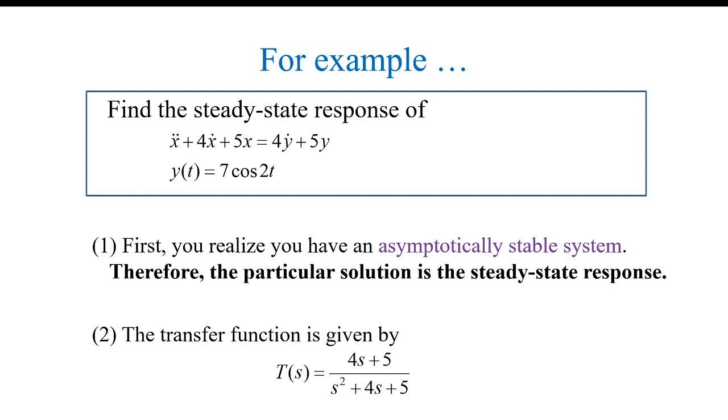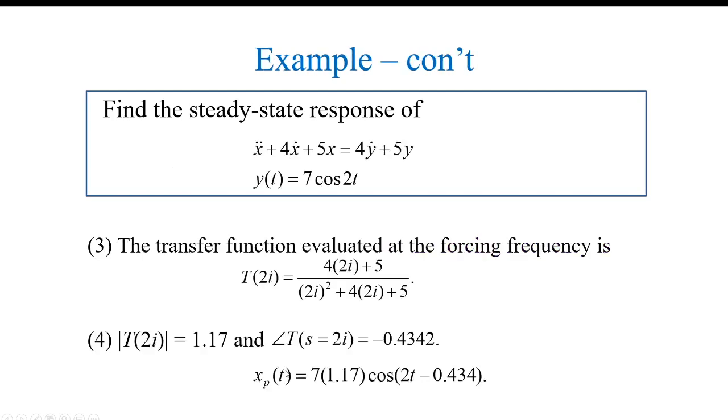So first you realize that this is an asymptotically stable system. That means you have damping, and therefore your free response, or the homogeneous solution, will go to 0. So what's remaining, the particular solution that's sinusoidal, is the steady state response. The transfer function for this system is given by 4s plus 5 divided by s squared plus 4s plus 5. Where did I get that from? The top is the right hand side, and the denominator is the Laplace transform of the left hand side, where T of s is X of s divided by Y of s.